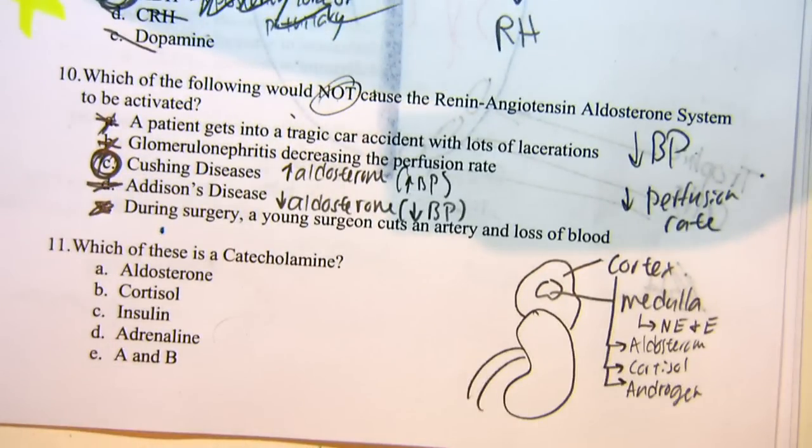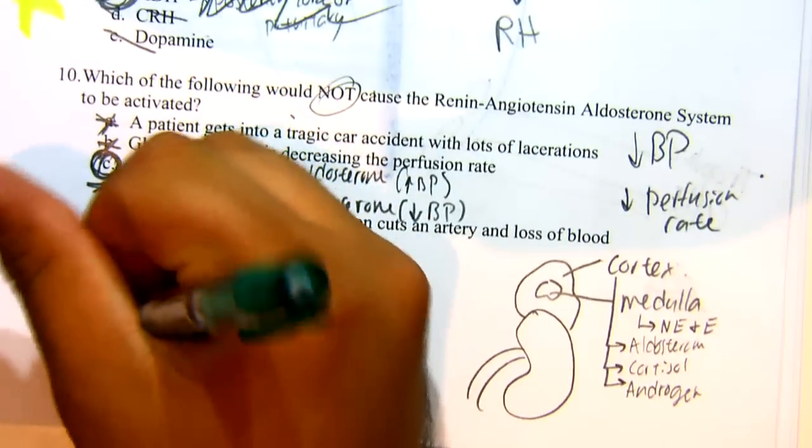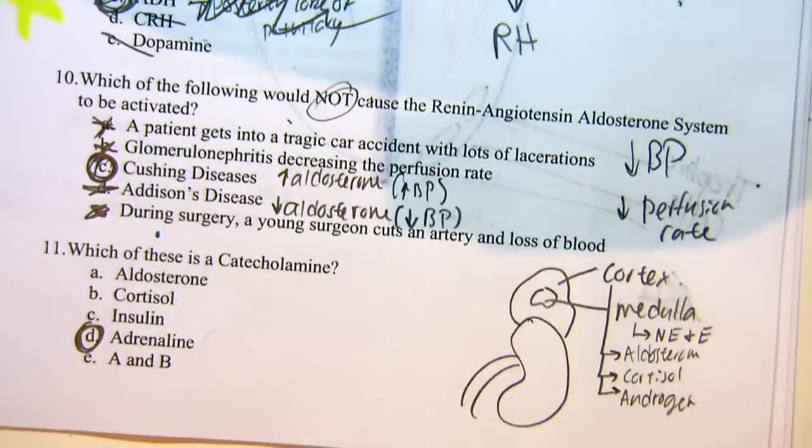Okay. The answer for this one, 11, is going to be D. Which of these is a catecholamine? D. It's important you should know kind of like code names, not code names, but like groups.